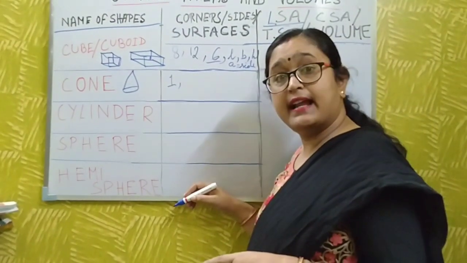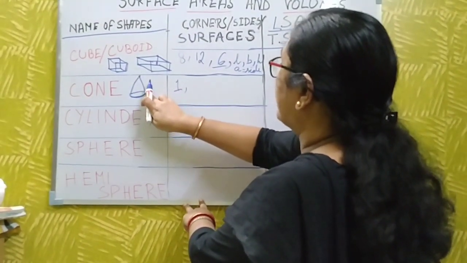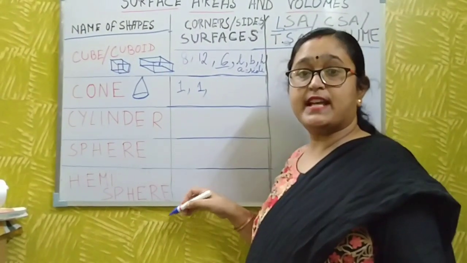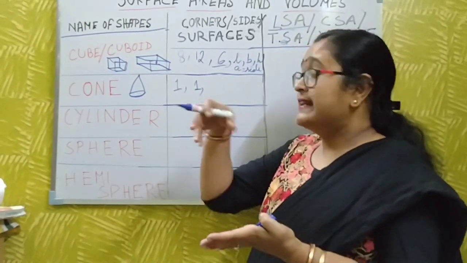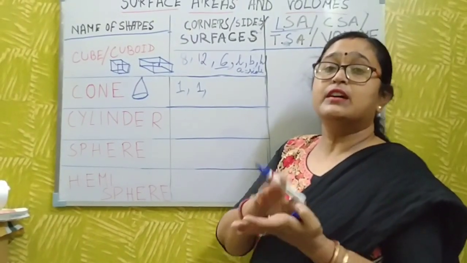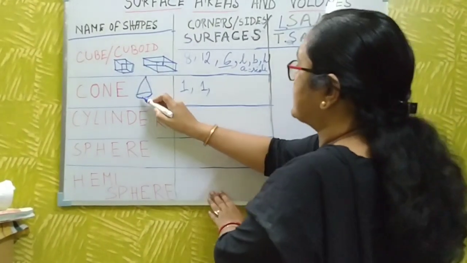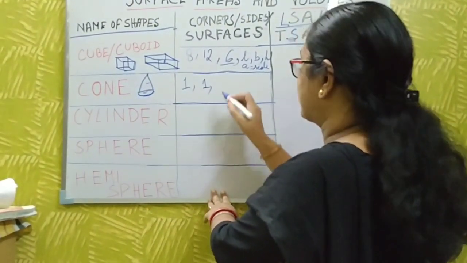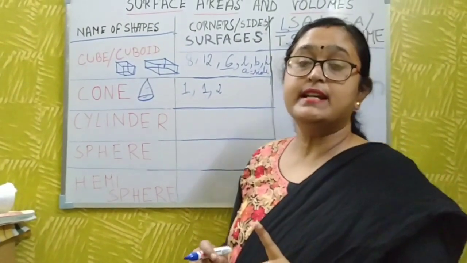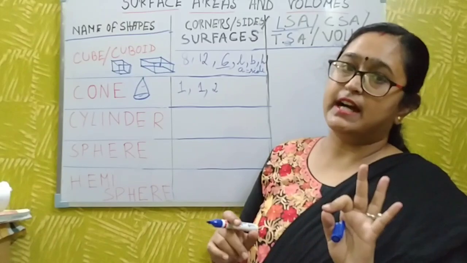How many edges are there? Here only one edge is there. Now how many surfaces are there? Surface means you can take the figure. Here one surface and here is another surface. Two surfaces are there. But there is a question: how many are lateral surfaces and how many are curved surfaces?